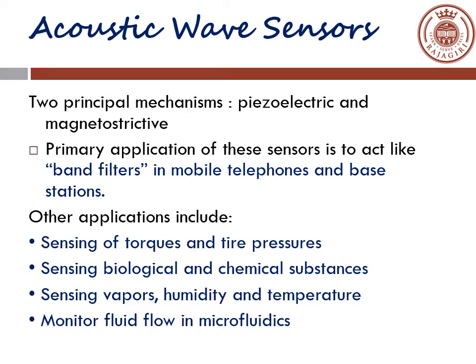So the acoustic wave sensor is being operated based on two principal mechanisms: the piezoelectric effect and magnetostriction. What is meant by the piezoelectric effect is the ability of certain materials to generate an electric charge in response to the applied mechanical stress. What is meant by magnetostriction is the conversion of mechanical energy into magnetic energy and vice versa. One of the primary applications of this kind of sensor is to act like band filters in mobile phones as well as base stations.